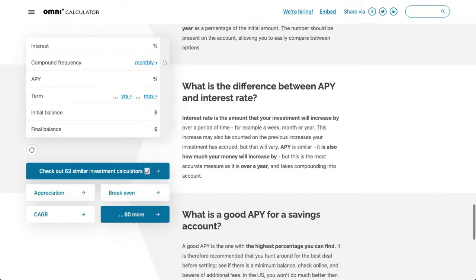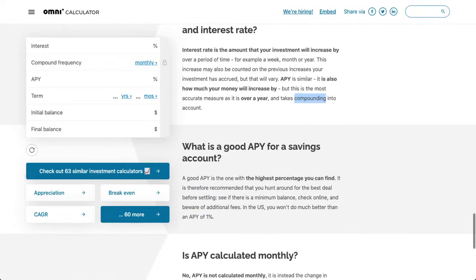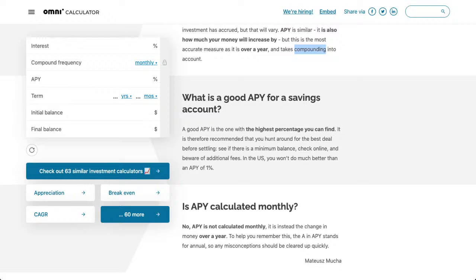So what's the difference between APY and the interest rate? The interest rate is the amount that your investment will increase by over a period of time, for example, a week, a month, or a year. This increase may also be counted on the previous increases your investment has accrued. APY is similar. It is also how much your money will increase by, but this is the most accurate measure as it is over a year and takes compounding into account. So that's really the key there. The difference between the plain interest rate and the APY is the compounding effect, which is basically having your interest invested more often within a year period.